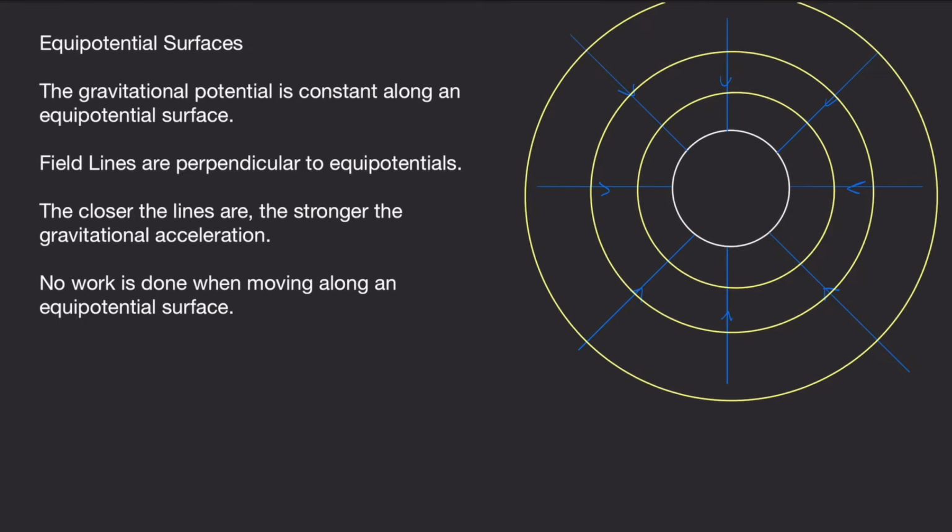So a couple of important points. The field lines are actually perpendicular to equipotentials, and this is something that comes up quite a lot. Notice that if we look at any point, we have radial lines which are perpendicular. So this angle here is 90 degrees, this angle here is 90 degrees, and this is a rule that we can use quite a lot in problems.